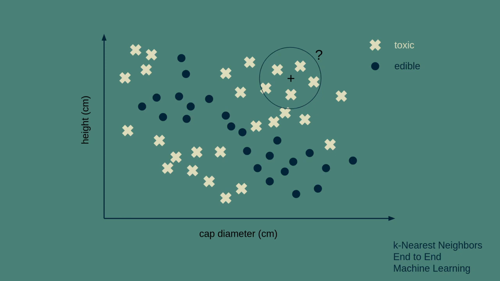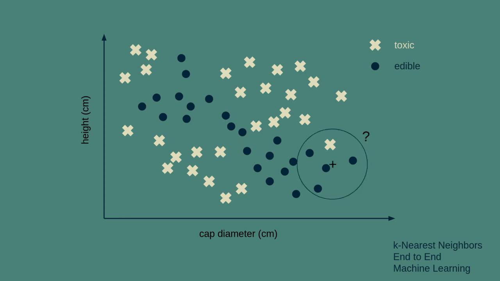If we look at a different location, we can see where the plus sign is there with that cap diameter and that height, the 5 closest neighbors are all edible. So in that case, that would be predicted to be edible. In this location, the 5 closest neighbors includes 3 edible mushrooms and 2 toxic mushrooms. The edible outweighs the toxic, so that point would be declared edible. And you can see by looking at the plot that that definitely falls within the spread of the other edible mushrooms. So that's a very reasonable decision to make.